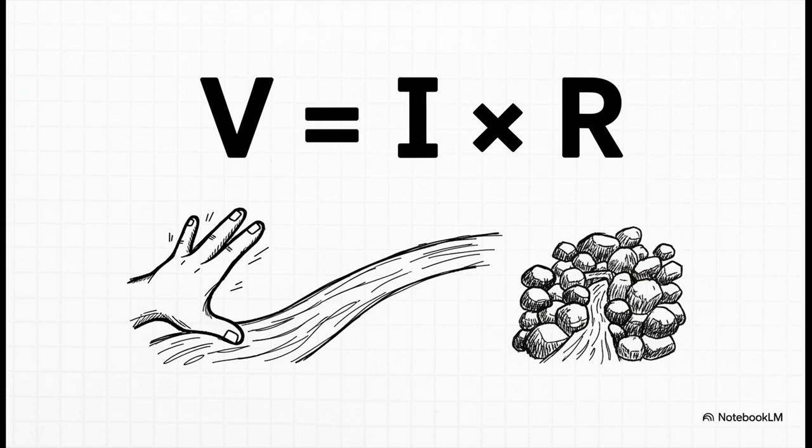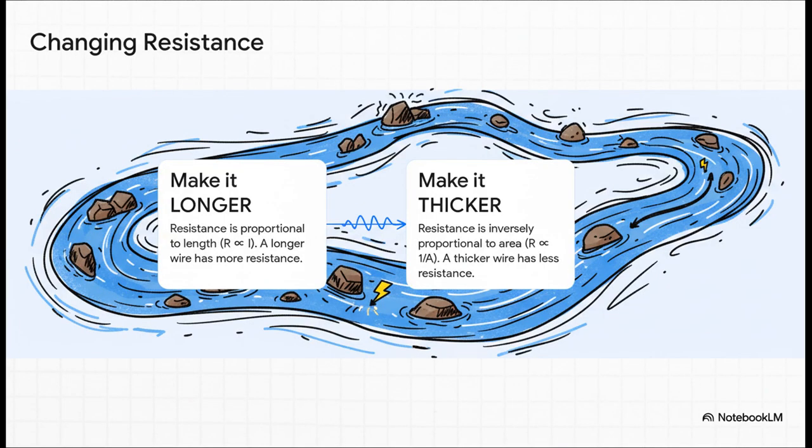V equals I into R. The push is equal to the flow times the obstacle. This is it. This is Ohm's law. Please write it down, learn it by heart, maybe even make it your phone wallpaper. It is that important. So, can we change this resistance?